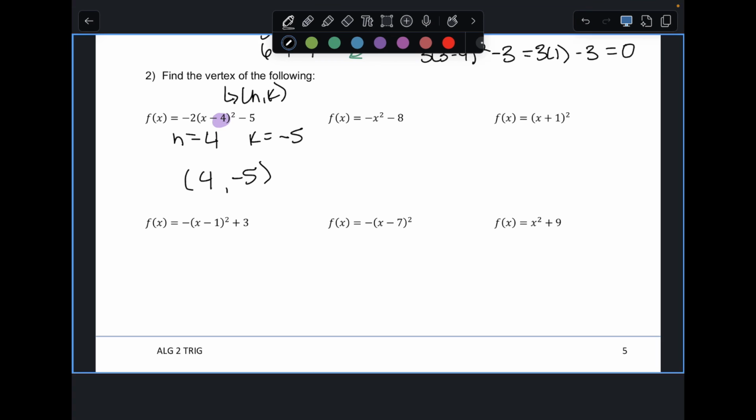I don't have parentheses. If I wanted to rewrite this as x minus a number squared minus 8, just so I can get my H value, what number has to go in here? Not 1, 0. X minus 0 is x. These are the same, x minus 0 and x. So now, what's H? 0. What's K? Negative 8. So my vertex is 0, negative 8.